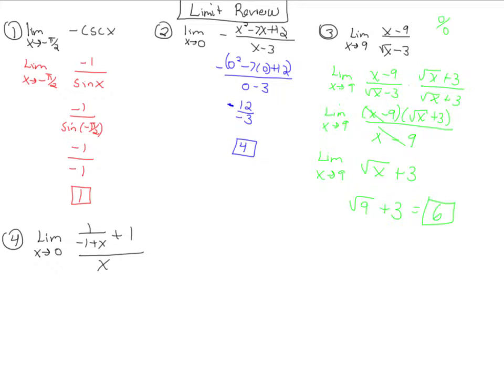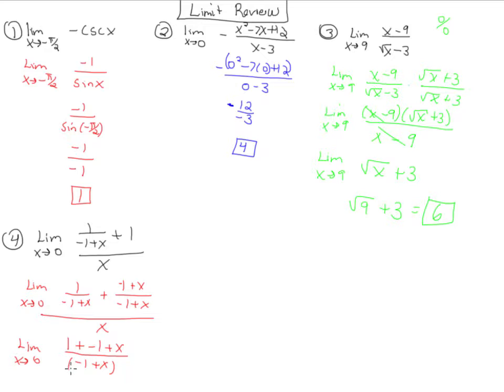And in number 4, we have a compound fraction. So when I try direct substitution, I end up with 0 over 0. So I know I need to simplify this down. So I'm going to find a common denominator for the numerator so I can add these two fractions together. Adding the numerators, I get a 1 plus a negative 1 plus x. And then combining the two denominators, I get a negative 1 plus x over x.